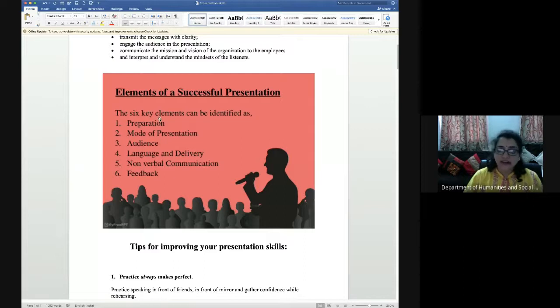We see here how the elements of successful presentation can be conveyed. So there are 6 basic elements of successful presentation. We will be going one by one.